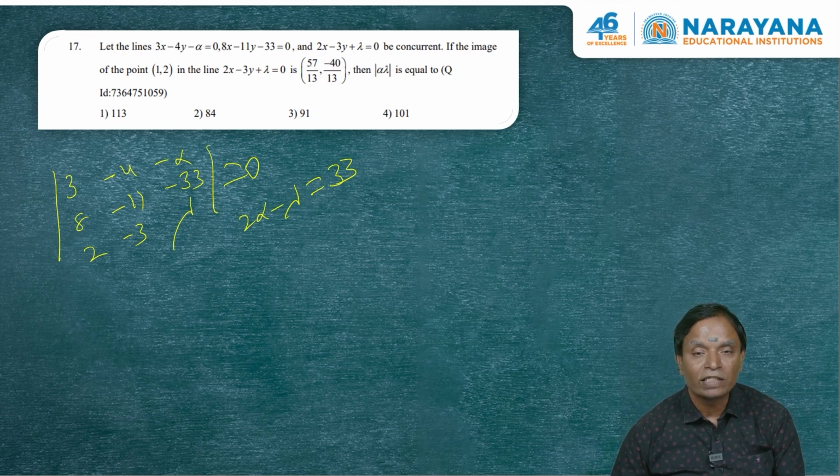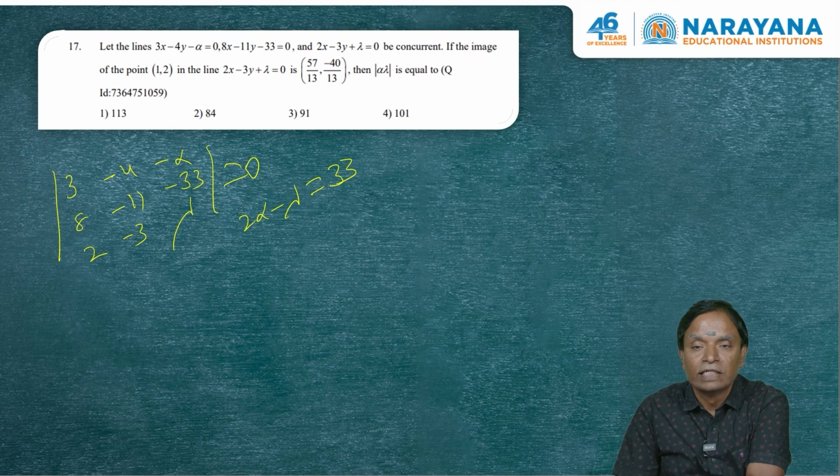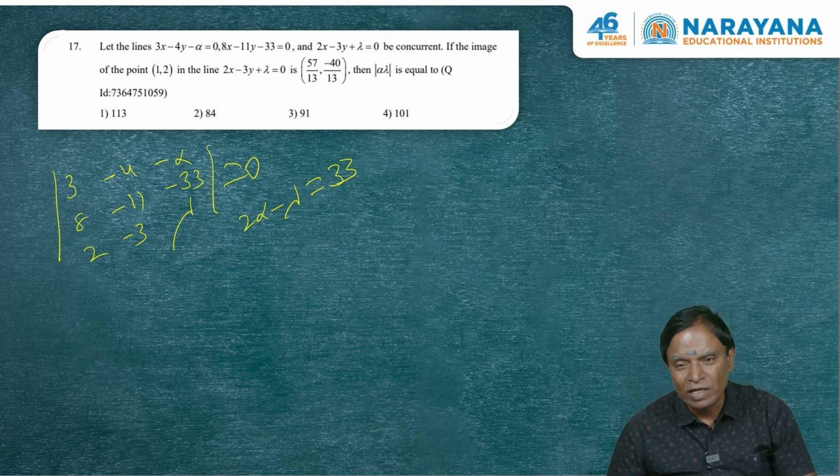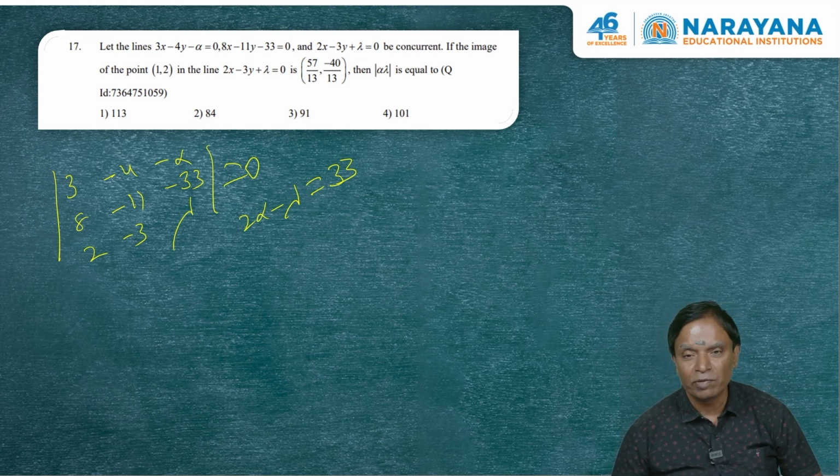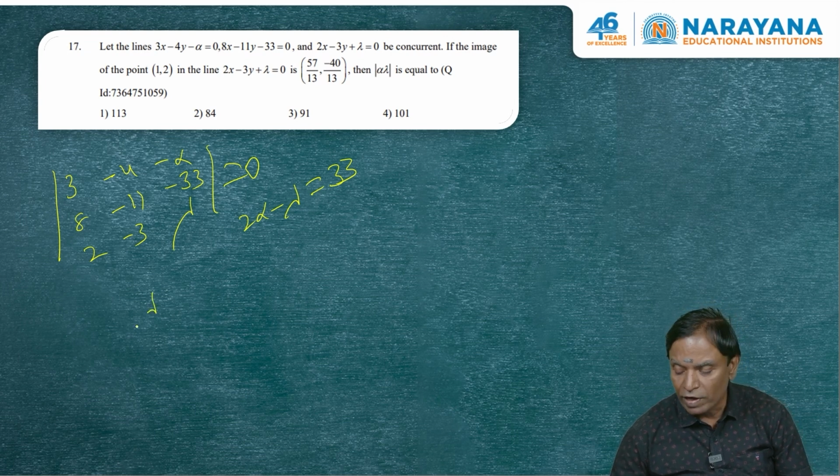You are given the reflection of the point 1, 2 with respect to the line. You can do one thing: use the image formula of a point with respect to a line, or take the midpoint of 1, 2 and the given point 57 by 13, minus 40 by 13, which lies on the given line. Either way you can do it, and you can observe that the value of lambda you are going to get will be minus 7.